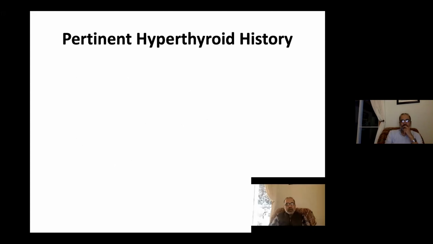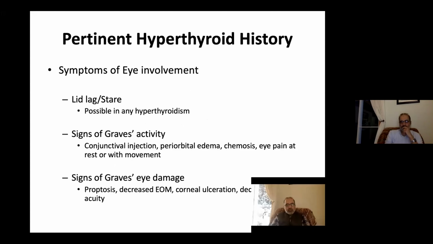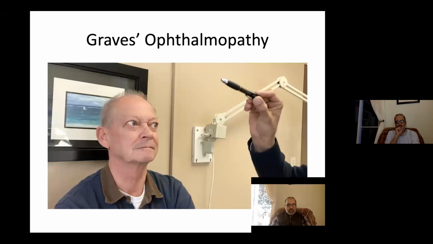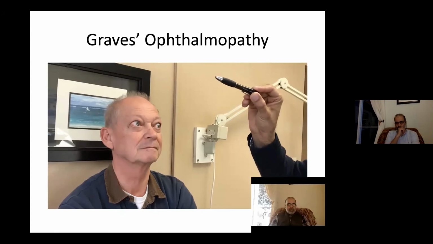In terms of other pertinent findings, you have to look for signs in Graves' disease. Particularly, there's lid lag and stare. These people have a very specific stare. They have swelling around the eye, conjunctival congestion, and redness of the eye. I'm going to actually show a video in my next slide, which I'm going to run, and this video will show you a patient of mine. I want you to look at this patient.